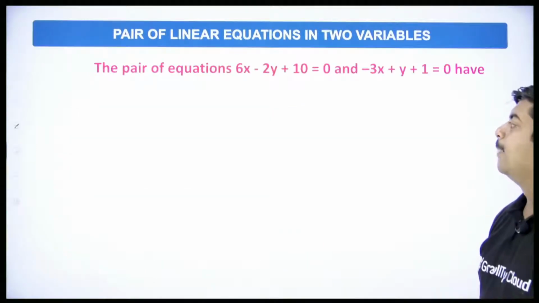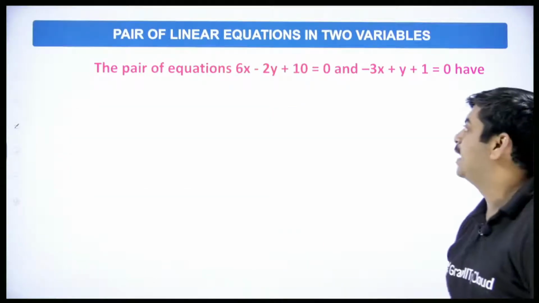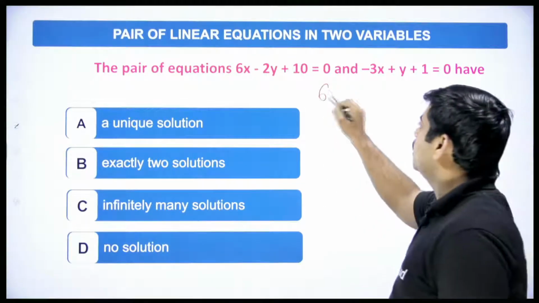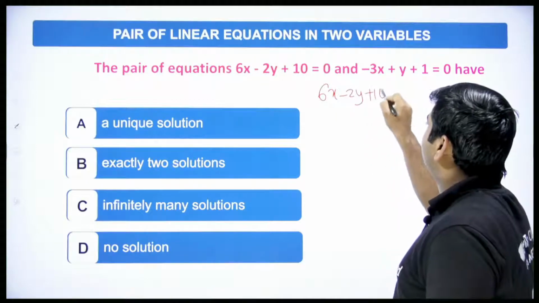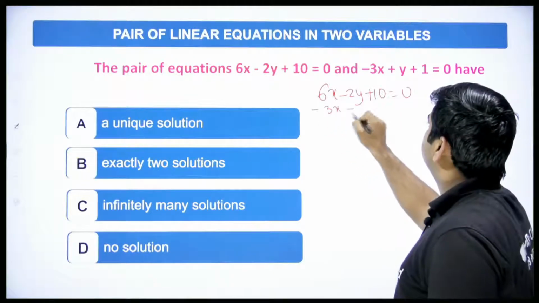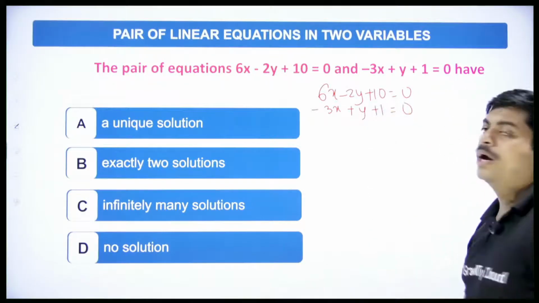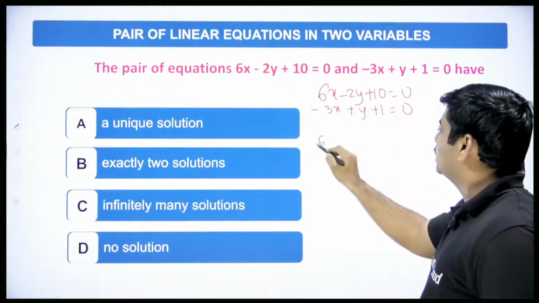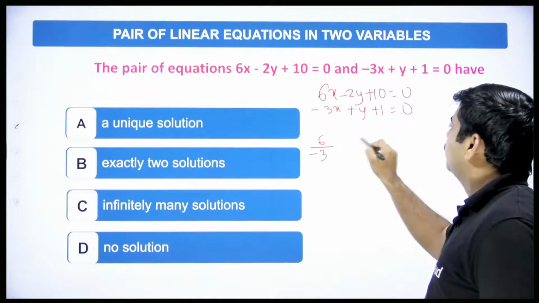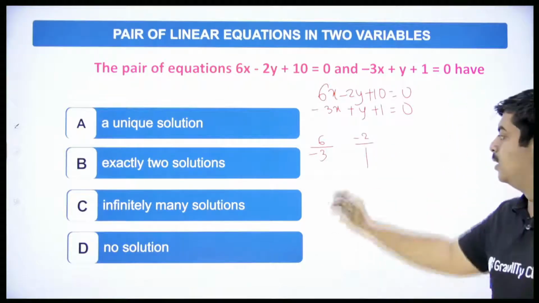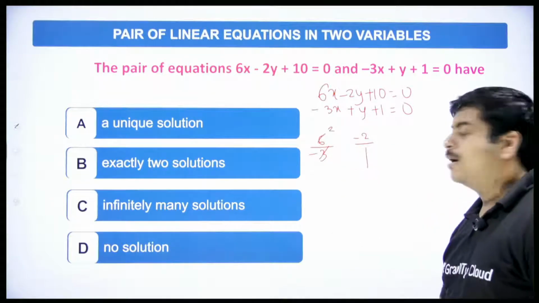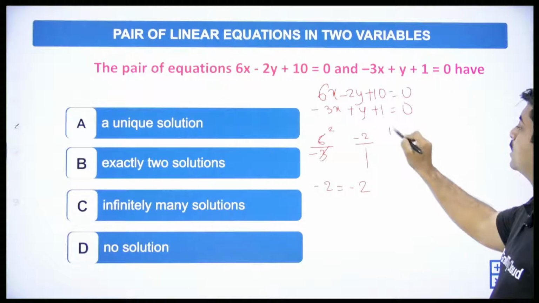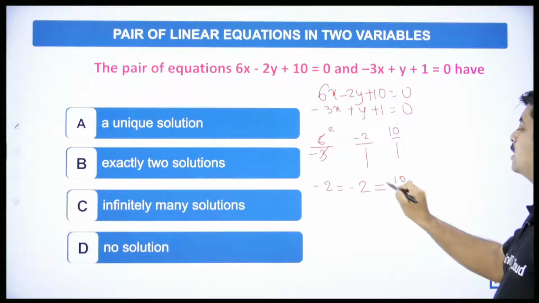So moving ahead, the pair of equations 6x - 2y + 10 = 0 and -3x + y + 1 = 0 has... So now we need to bring some relation between these two, right? So a1 by a2 is 6 by -3, and b1 by b2 is -2 by 1. Are these two equal? Yes, these two are equal. -2 is equal to -2, but we should also go with the last one, c1 by c2, which is 10 by 1, which is not equal.